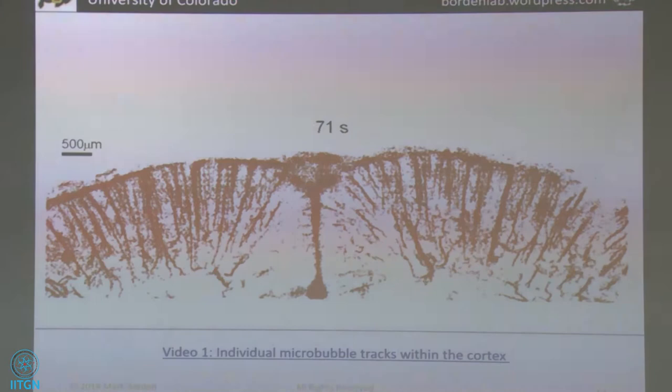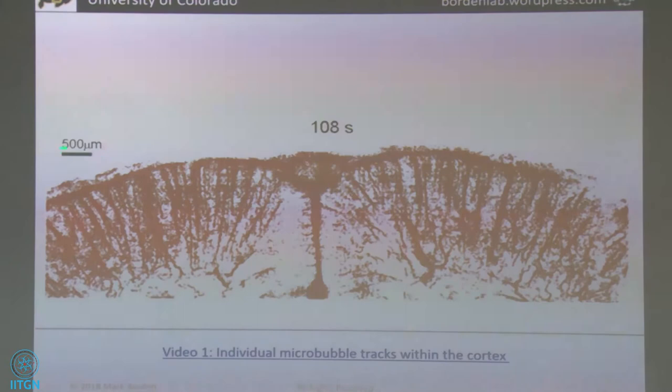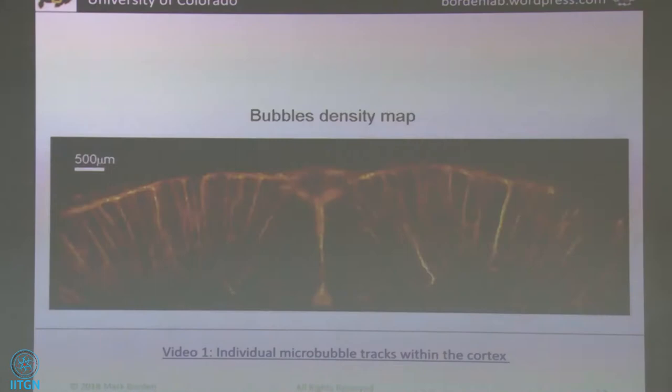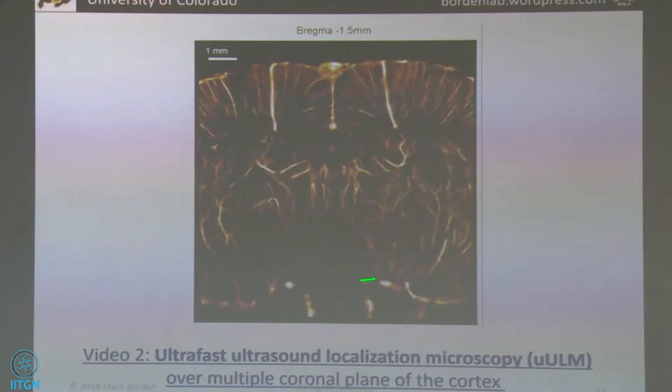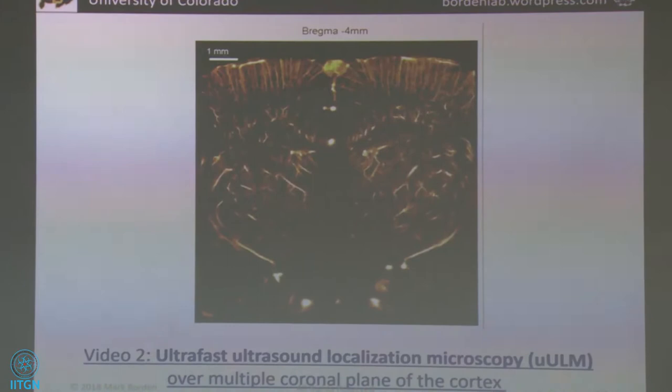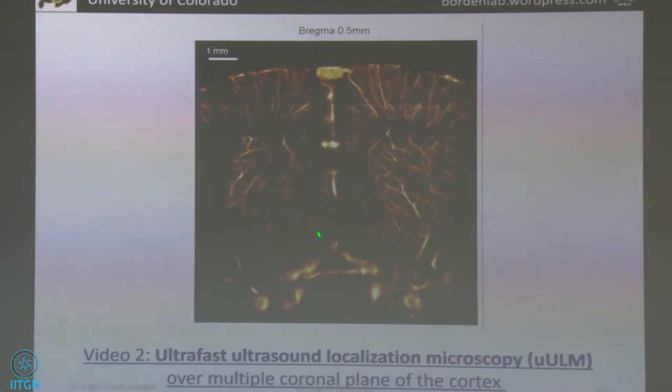That's a 500 micron scale bar. This used to be the limit of resolution. And now you're seeing structures that are much beyond that resolution. You can see quite deep imaging, right? This is 1 millimeter. This is what stops ballistic light, optical microscopy. But here they're imaging tens of millimeters down through the brain of the mouse.